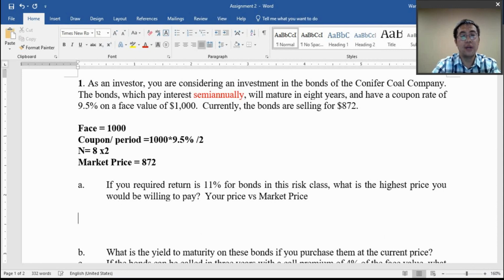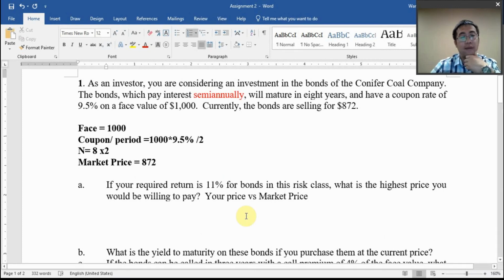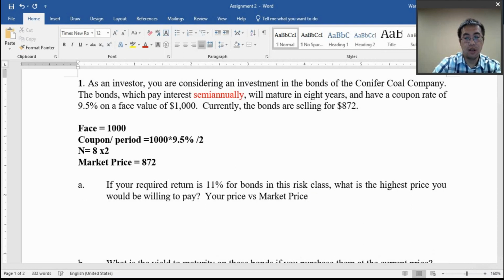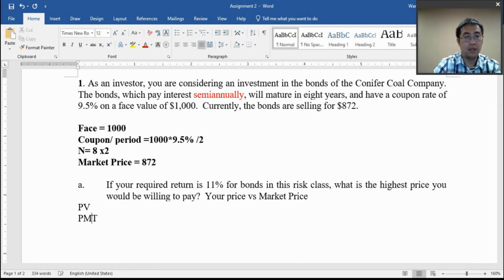Okay, so how do you get your price? You have your own required rate of return, that is 11%, and this would be the discount rate for all the cash flows to generate your price. So essentially, you are solving for the present value of the bond, and you know the payment from the coupon per period. You also have the number of periods that is known, the future value is also known, and also your interest rate.